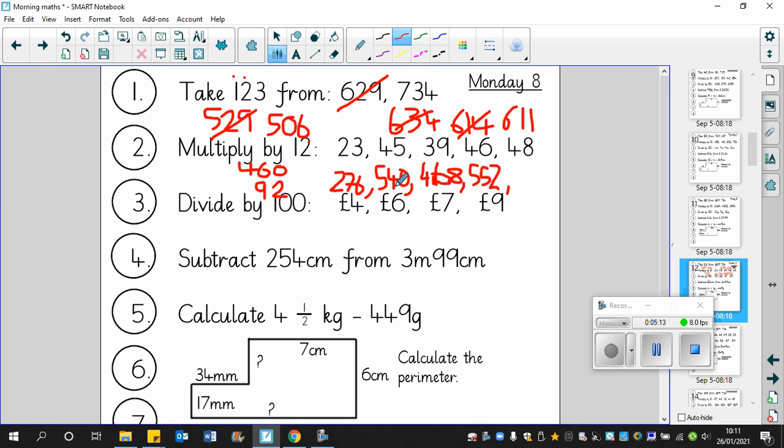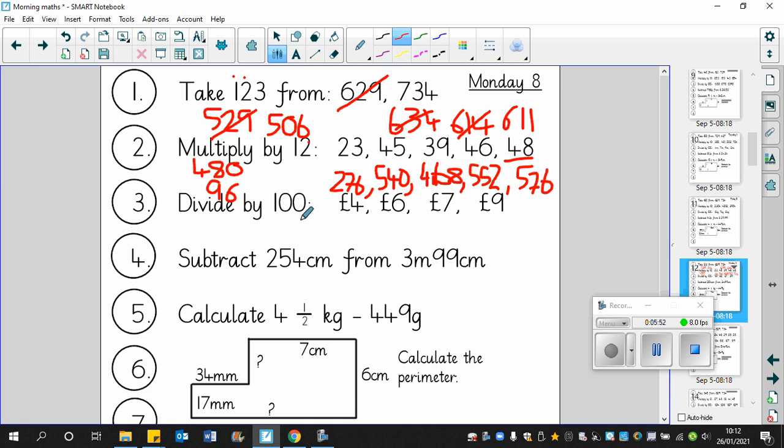Okay, and then finally we've got 48 times 12. So once again we will do 48 times 10 is 480, and then 48 times 2 is 96. So 480 add 90 is 570, and the 6 there makes the answer 576.